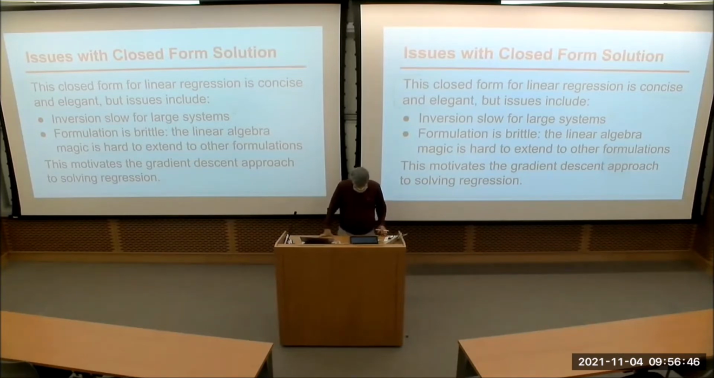It's also kind of brittle in that we're going to see that there are various other variations of regression that we might want to use. And these cannot easily be expressed in these kinds of linear algebra formulae. So this is what motivates us to find other algorithms for solving regression. Okay, optimization approaches, based on something called gradient descent search. Any questions?